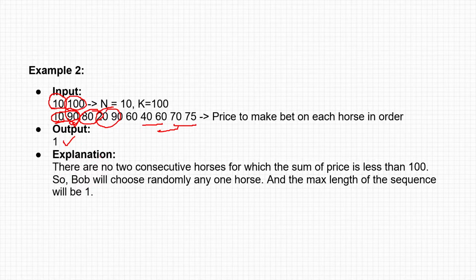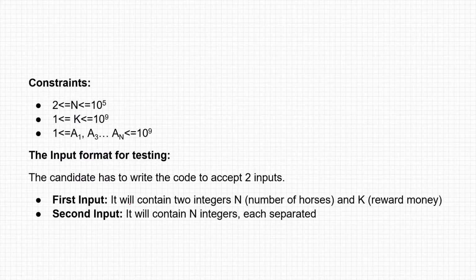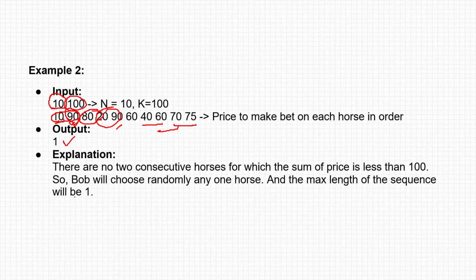See the explanation, there are no 2 consecutive horses for which the sum of price is less than 100. So Bob will have to randomly choose any one horse, either this 90 or this 90, and the maximum length of the sequence will be 1. So that is about example 2.